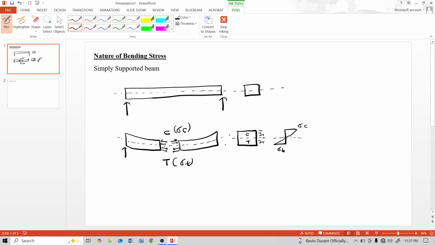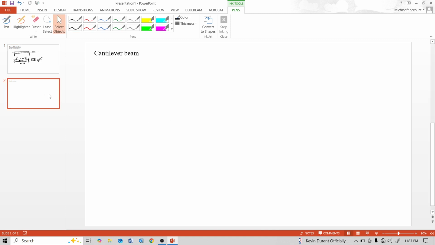This is also a simply supported beam, but this beam is with load W. That is why this beam bends, and with no load this beam does not have any bending. Now next, see the cantilever beam.